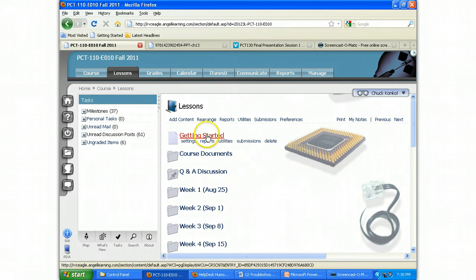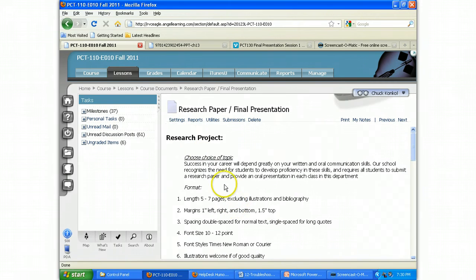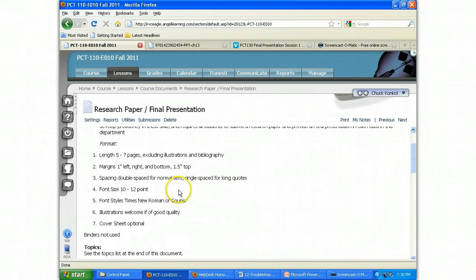We went over it in our first few weeks. I want to kind of recap on the instructions for the research paper. It's in the course documents. Remember, the research paper is 5 to 7 pages. It says here, success in your career will greatly depend upon written and oral communication, and the school recognizes the need for students to develop proficiency in these skills, so it requires all students to submit a research paper and provide an oral presentation in class in this department. So 5 to 7 pages, excluding illustrations and bibliography.